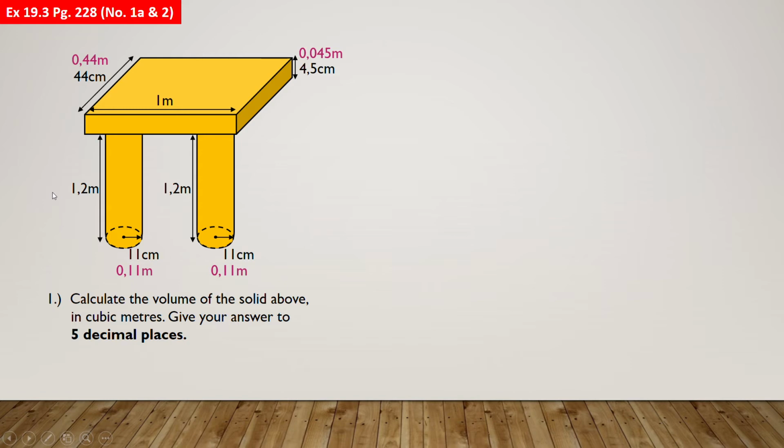Now I need to figure out the volume of this whole shape. So I'm going to split mine up. I'm going to start by working out the volume of my rectangle, so this top piece here. The volume of a rectangle is length times breadth times height. So this is my length, my breadth, and my height is this short little part here, so basically the depth of my shape.